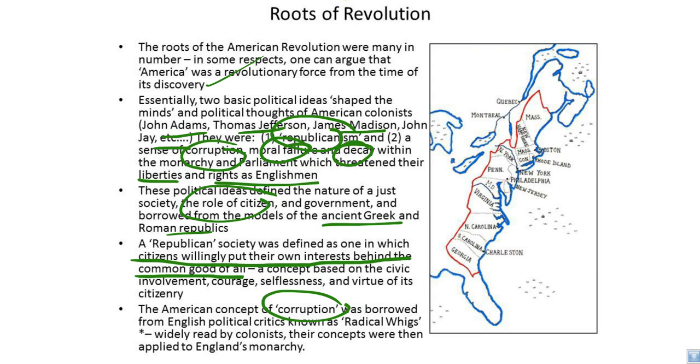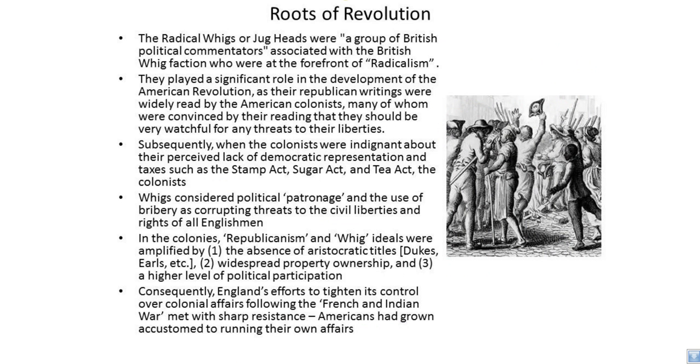The American concept of corruption was borrowed from English political critics known as radical Whigs, and widely read about by colonists. Their concepts were more than applied to England's monarchy. The radical Whigs were a group of British political commentators associated with the British Whig faction who were at the forefront of what's called radicalism. They played a significant role in the development of the American Revolution.